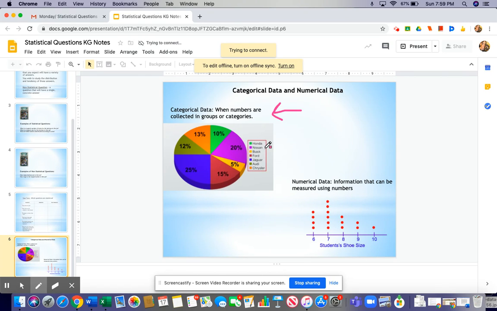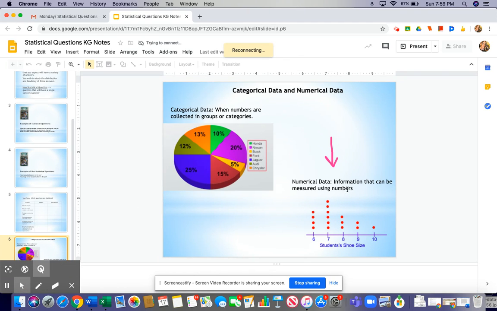So let's look at numerical data. I'm looking down here right now. So what is numerical data? Numerical data is information that could be measured using numbers. So we're specifically targeting numbers to measure data.